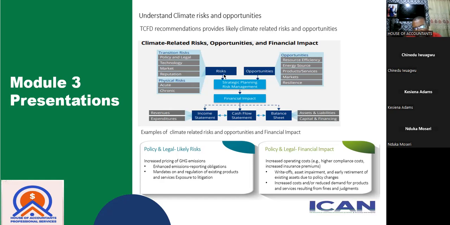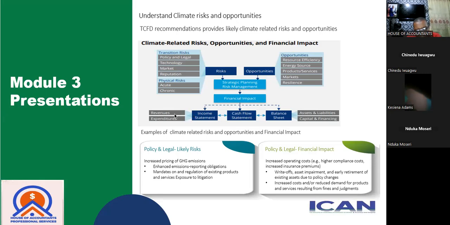So we are looking at the risk and opportunity. We have strategic planning and we have financial impact. So opportunity here is talking about resource efficiency, energy source, products and services, market resilience. In this case, don't forget, for every risk, there's opportunity there. It's now dependent on you to know that this is the opportunity which I must tap into. Okay. Now let's look at how it's going to have impact on the financials.